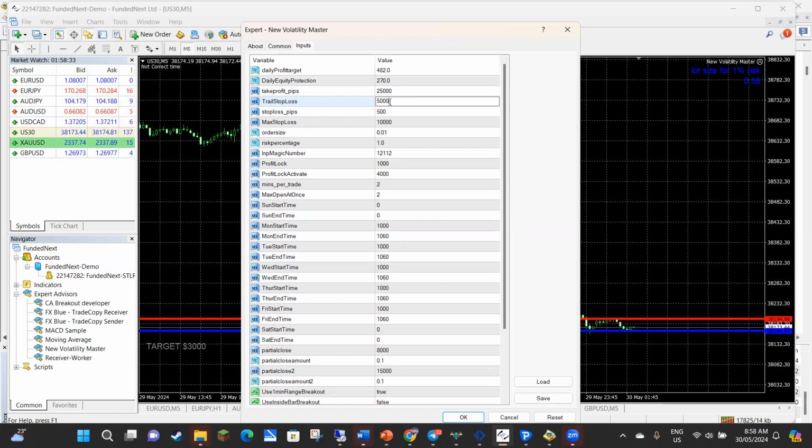But sometimes if I am awake for the open and I see that it's not very volatile, I will reduce, and sometimes even more than this, reduce the actual trailing stop. But that's totally up to you. Everyone trades different.